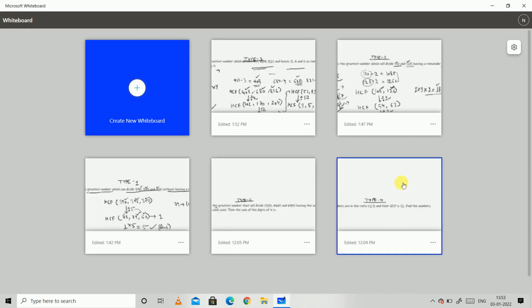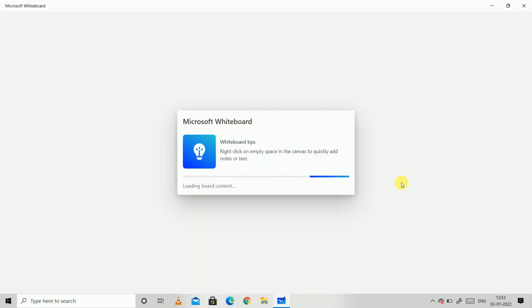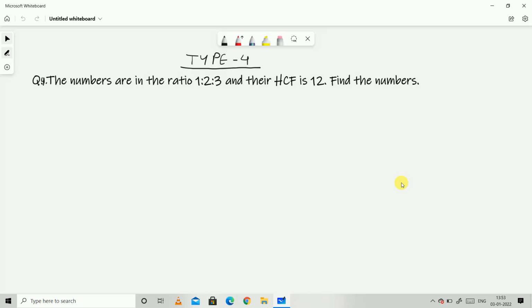Okay, so here is my type 4. In type 4 it is saying the numbers are in the ratio 1:2:3 and their HCF is 12. Find the numbers. Okay, now this is a very simple question. Remember this, that whenever you are given the ratio and HCF, then the numbers can be found by multiplying the ratios with the HCF.